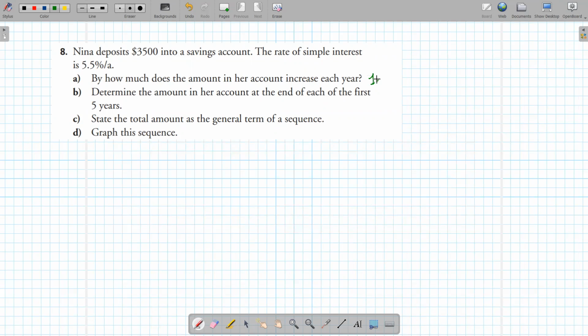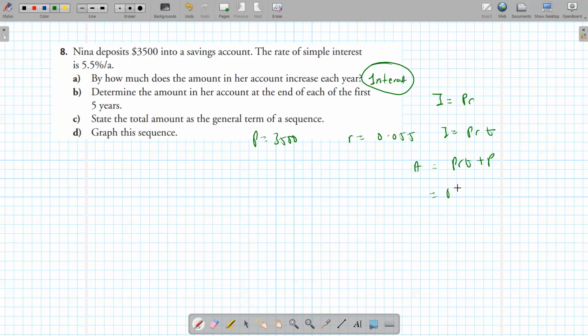In part A, they're just asking for the interest. How do we find the interest? We know what the P is. P is 3,500. We know the rate is 0.055. Given these two, how do you find the interest? Well, you just multiply them. The interest that you earn every year is going to be PR. The interest that you earn over time is going to be PRT. And if you add PRT to your initial principal, that's what A is.